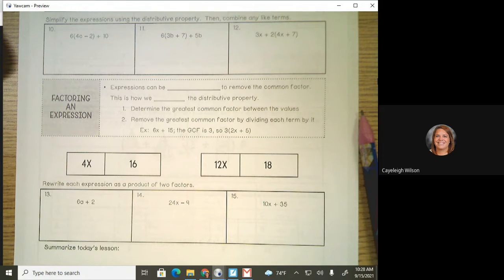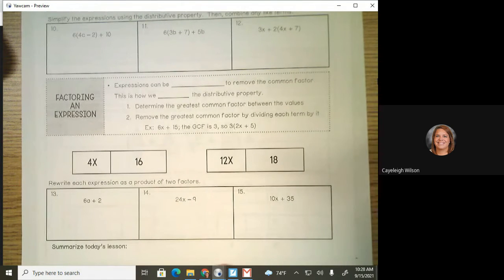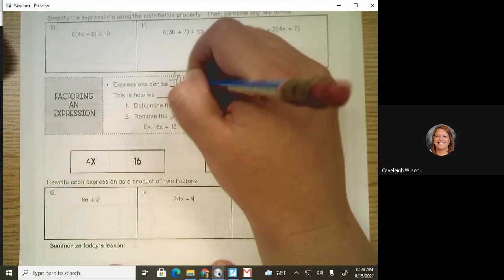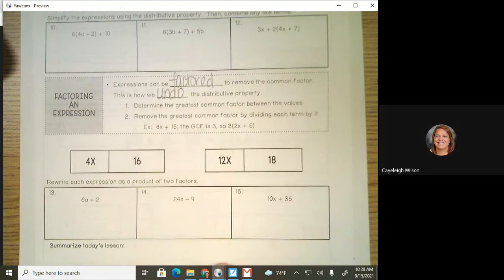Was anybody not here yesterday? Everybody was here. Okay. So we're going ahead and fill in these words while we wait for a dude to come back. All right. So factoring an expression. Expressions can be factored to remove the common factor. And this is how we undo the distributive property.